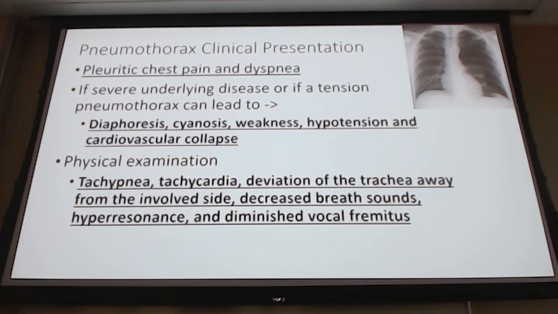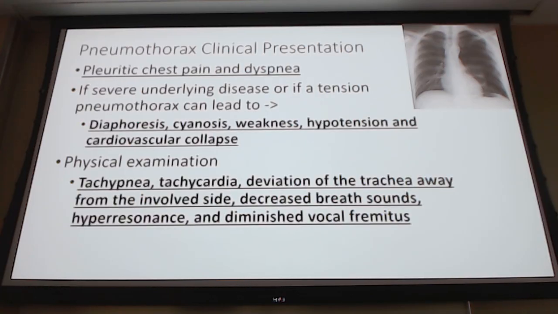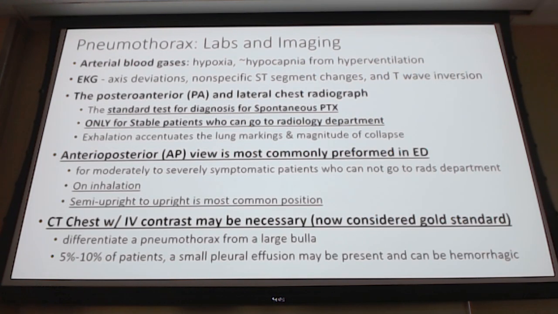Physical exam, again, tachypneic, so breathing fast but shallow, tachycardia, deviation of the trachea away from the involved side. Okay, so if you have a tension pneumothorax on the left, everything is going to be pushed to the right. If you have it on the right, everything's going to be pushed to the left. Okay. Decreased breath sounds on whatever side is involved. Hyperresonance, because you don't have that lung there, you have air, and then decreased vocal fremitus.